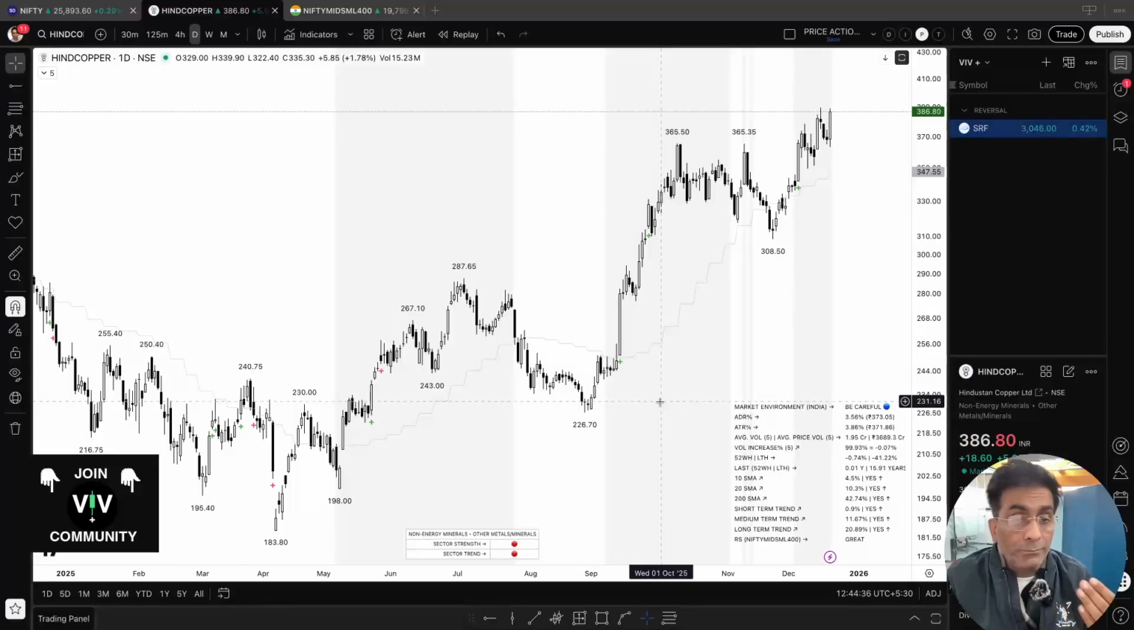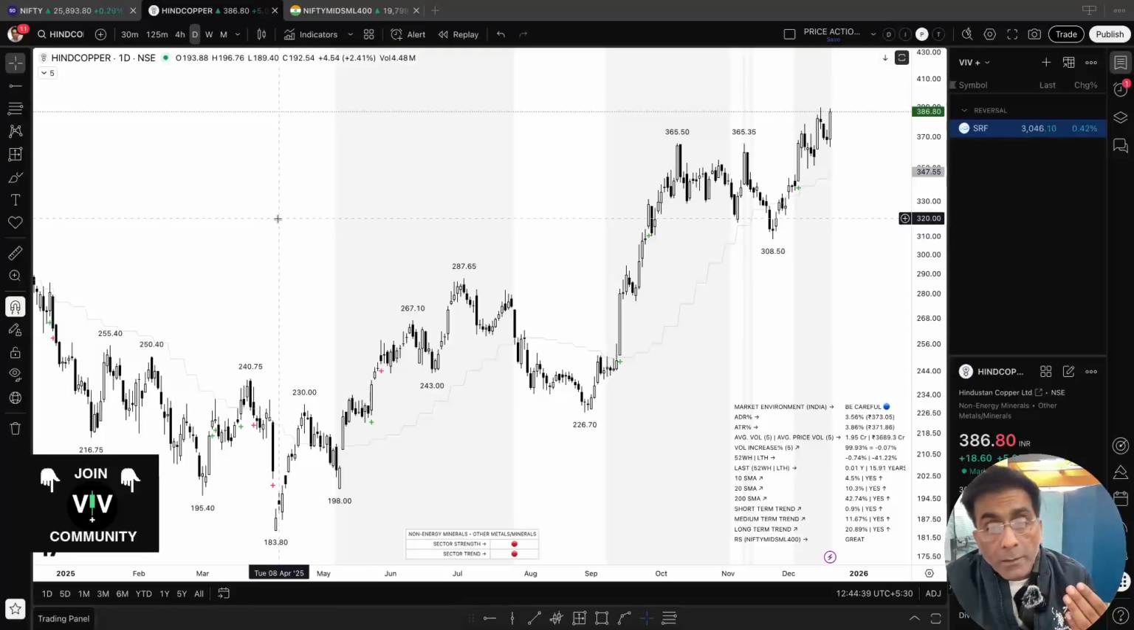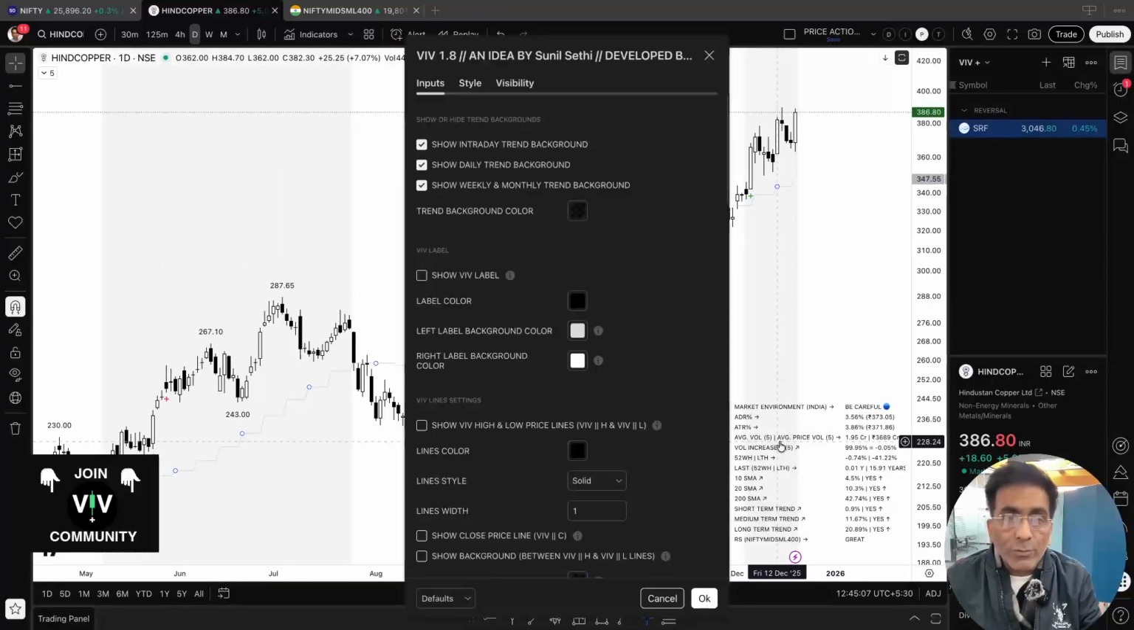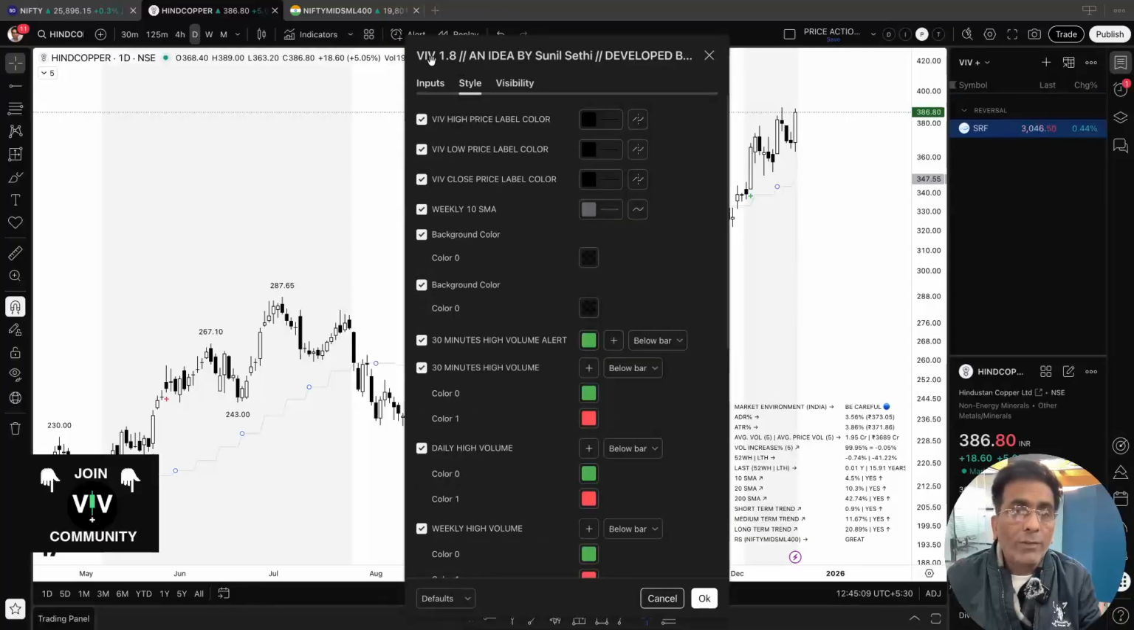Okay, but are all the stocks near the 10-week moving average buyable? No, they are not. So which ones are buyable? The ones which show on our VIV system as low risk entries and high probability entries. Let me show you here. First, I will show you that the VIV 1.8 version is out, so you can see the weekly 10-week moving average, you will get it.